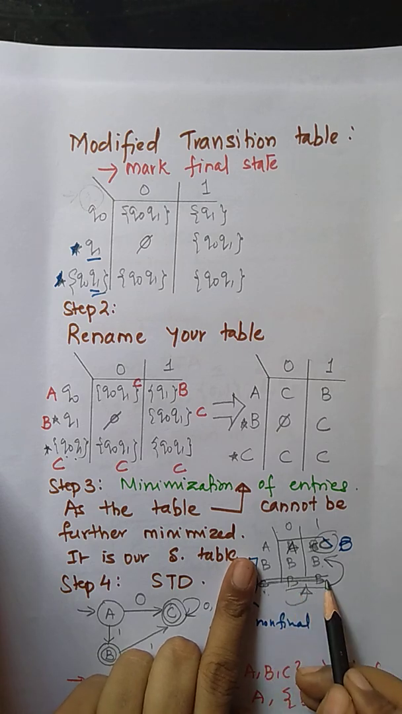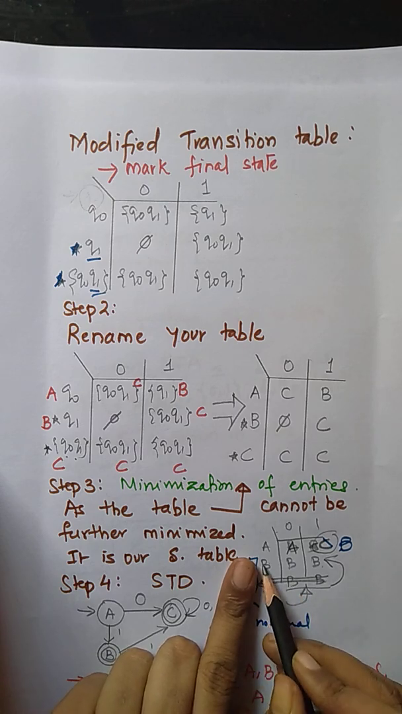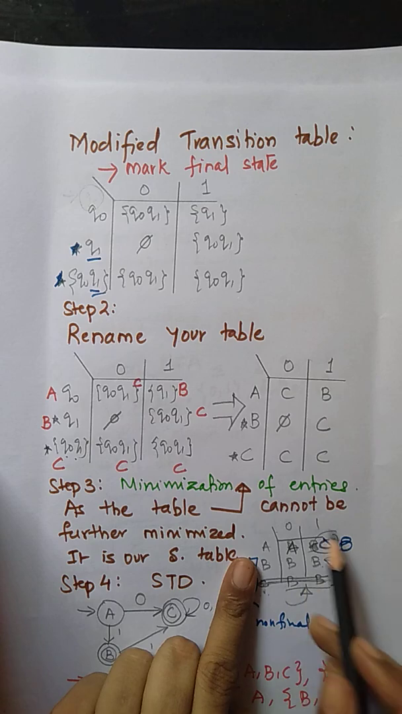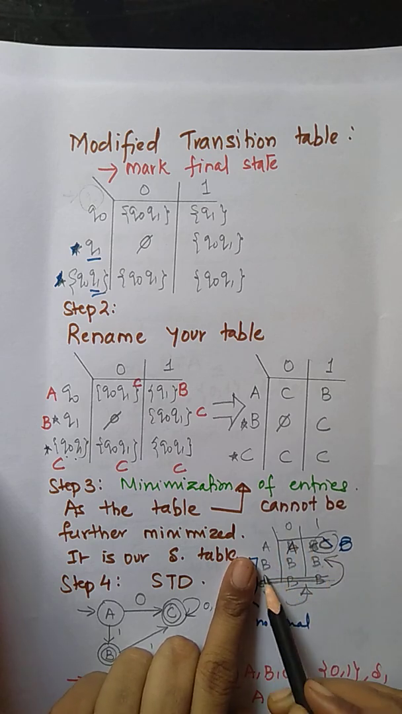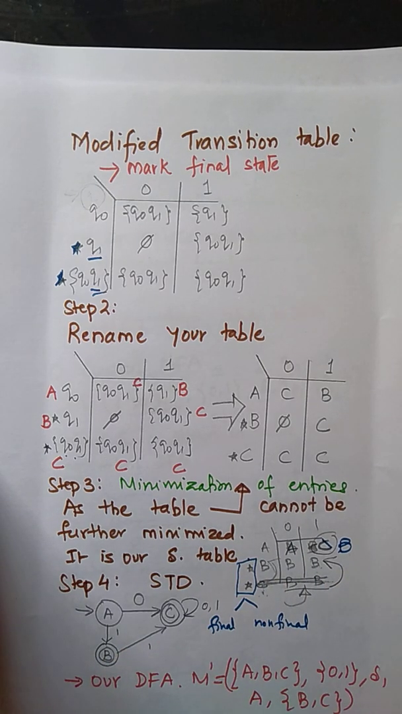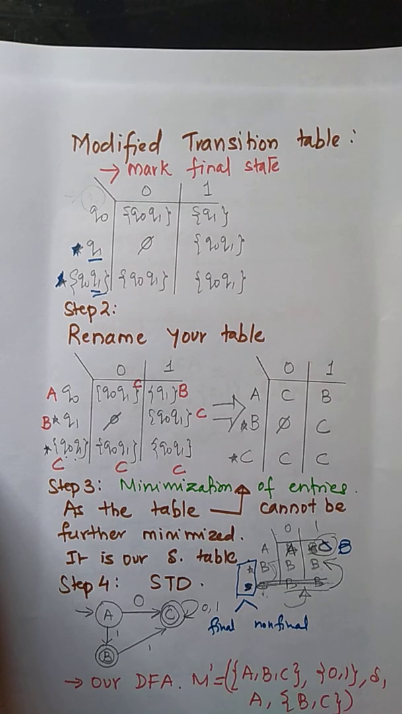table, check the entries. Entries of C is similar to entries of B. Then what we are going to do? We are going to delete C from our table, checking the remaining table where we are finding C. Wherever we are finding C, C will be replaced by B. That is the case. Now third case, if one is the final state and one is not the final state.